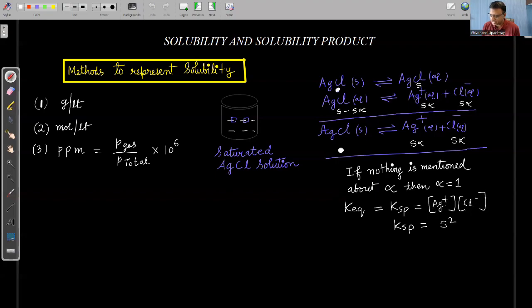Here the concentration of Ag+ when alpha is 1 is S, and Cl- is also S. So Ksp is equal to solubility squared. So this is the general way. Most of the time alpha is 1, so we can write it in this form.